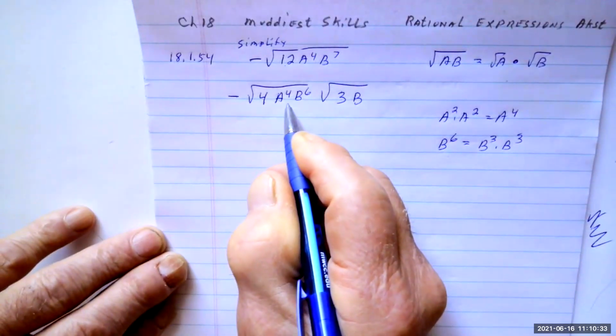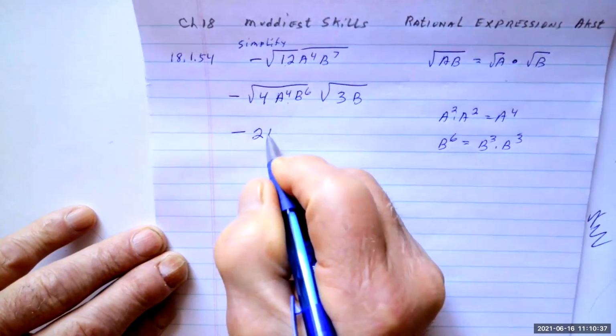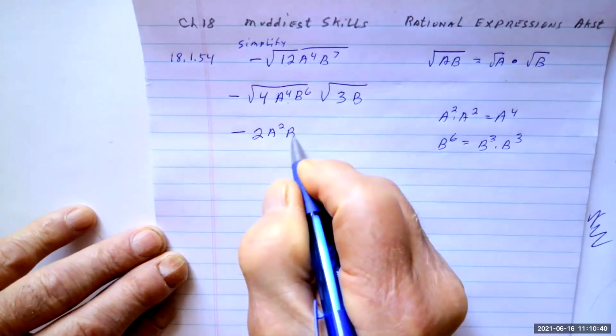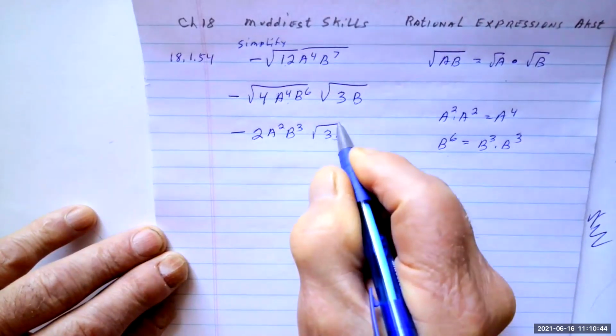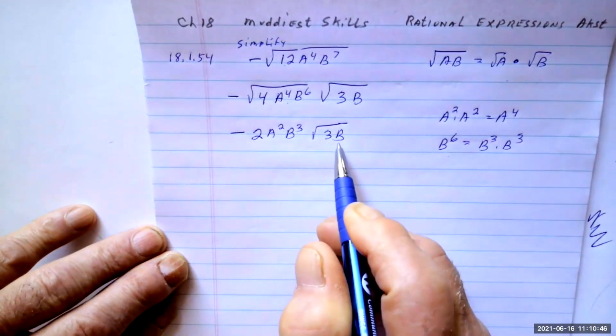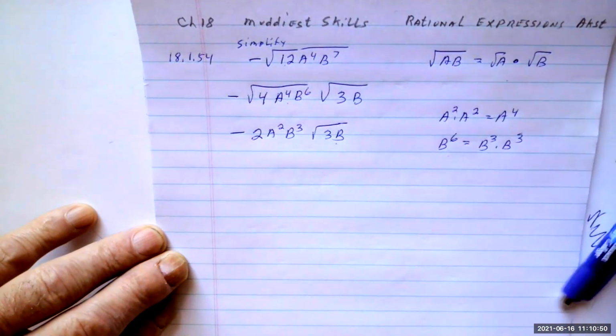All the squares are in the first radical. If I take the square root, that would be 2a squared b cubed, and I'm left with the radical 3b. So I've left no perfect squares underneath the radical, and I've applied the law of radicals.